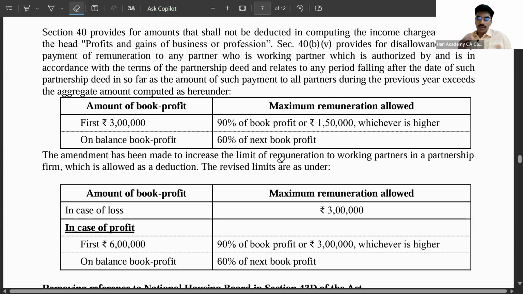Now this 1.5 lakh limit has been revised to 3 lakhs. That is the only change. And the first 3 lakhs has been made the first 6 lakhs. In case of loss, the partners can take a remuneration of 3 lakhs. On the first 6 lakhs, they can take 90% of the book profit or 3 lakhs, whichever is higher. After the 6 lakh rupees, 60% of the remaining book profit can be taken as remuneration by all the partners. The way in which the book profit has to be computed, we are not discussing in this video for want of time.